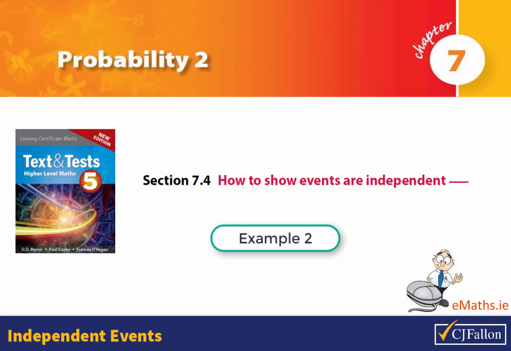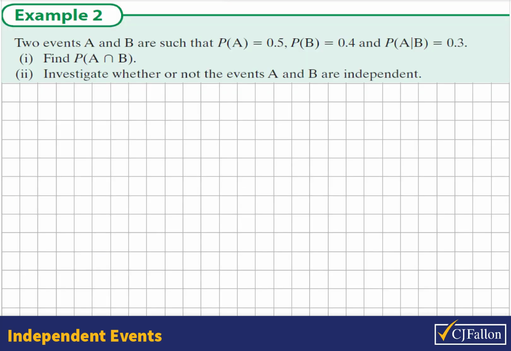How to show events are independent. Example 2. Two events A and B are such that the probability of A is 0.5, the probability of B is 0.4, the probability of A given B is 0.3. We're firstly asked to find the probability of A intersection B.